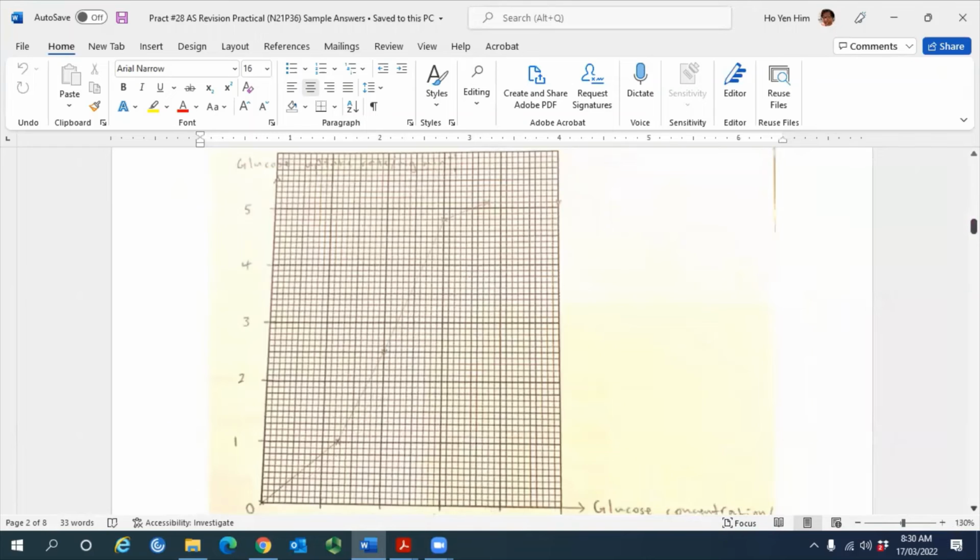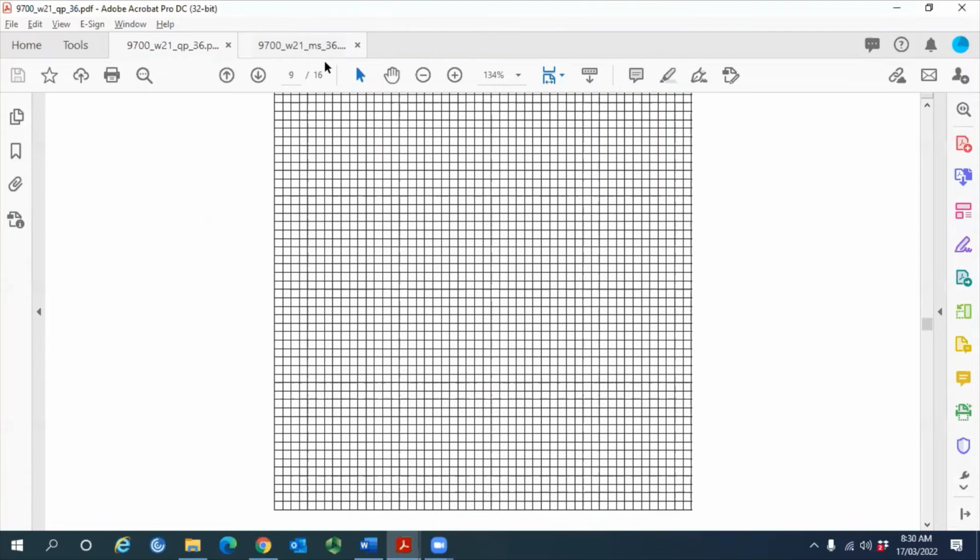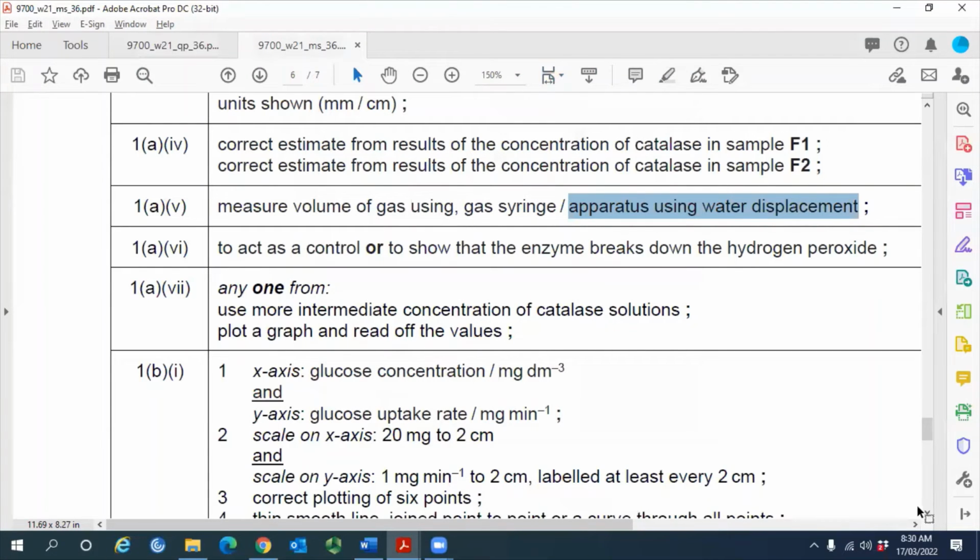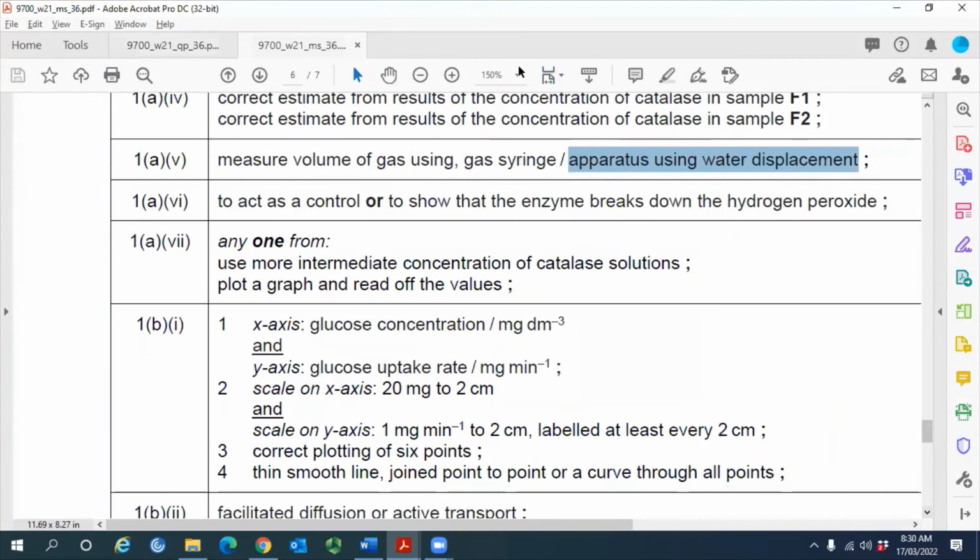You see the X and Y axis, right? It must be labeled with units. So let's look at the mark scheme. First marking point: the X-axis, you label it glucose concentration, stroke, followed by the unit, and the Y-axis is glucose uptake rate, stroke, followed by the unit. So this is the format for writing the unit. You stroke it. This is mentioned in the syllabus.